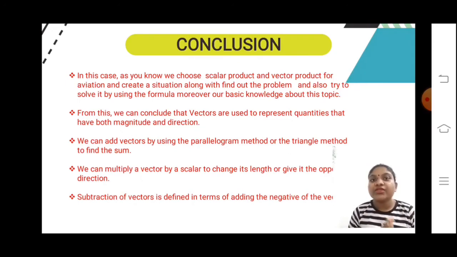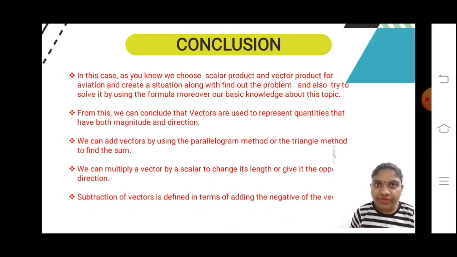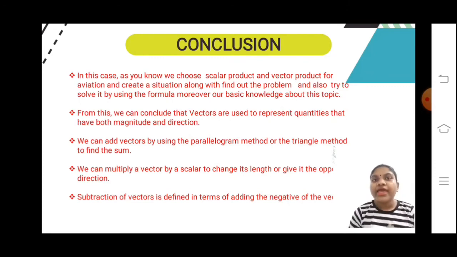From this, we can conclude that vectors are used to represent quantities with both magnitude and direction. We can add vectors by using the parallelogram method or the triangle method to find the sum. We can multiply a vector by a scalar to change its length or give it the opposite direction. Subtraction of vectors is defined in terms of adding the negative of the vector.